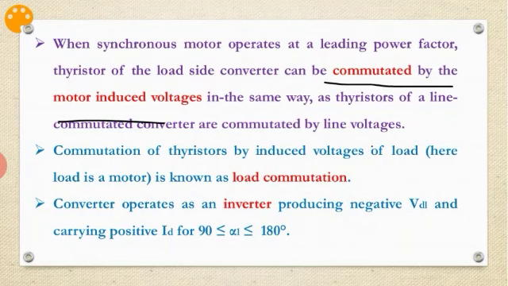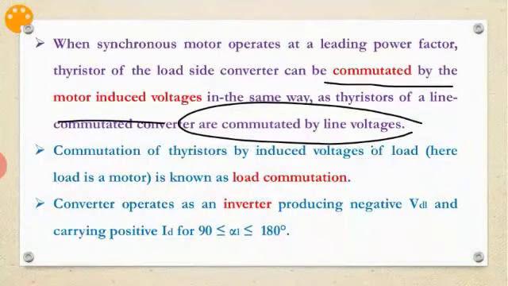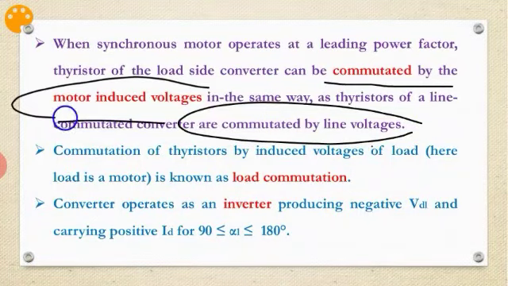It means the commutation is done by the source side converter with the help of the line voltage. Naturally, when the voltage goes to pi and becomes reverse, at that time the thyristors are commutated, that is, turned off. Hence it is called line commutated. But in converter 2, the load side converter, the thyristors are commutated with the help of the motor induced voltage.